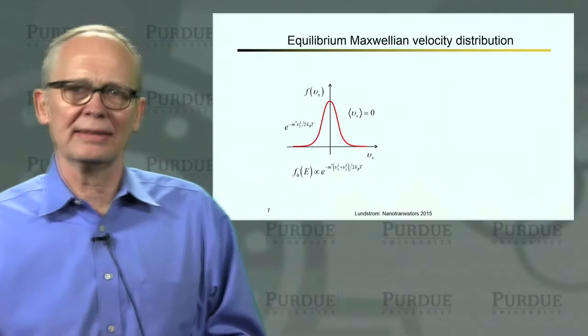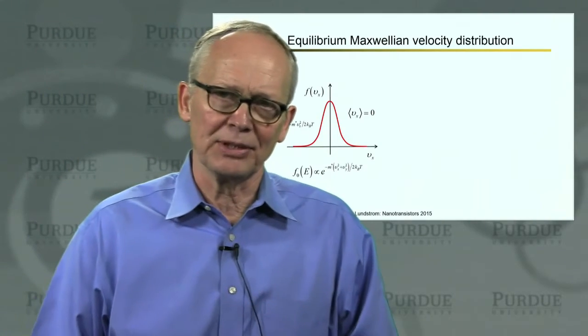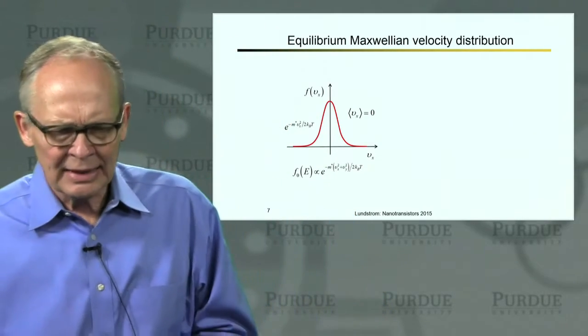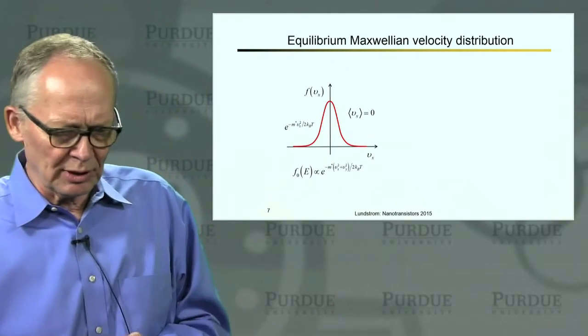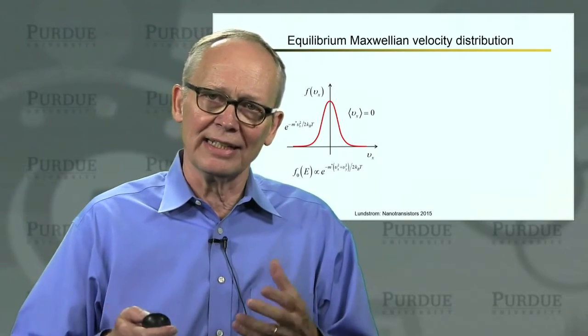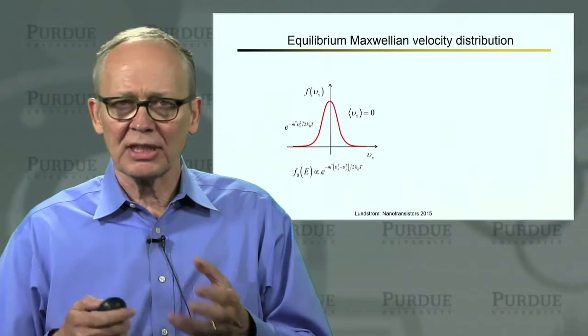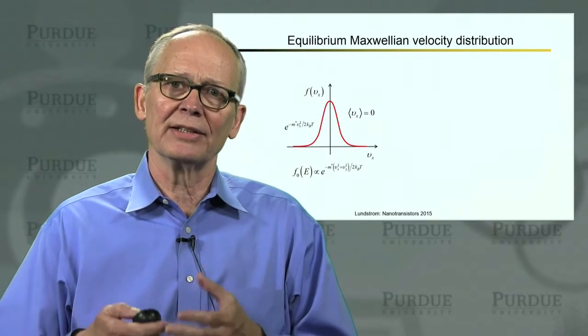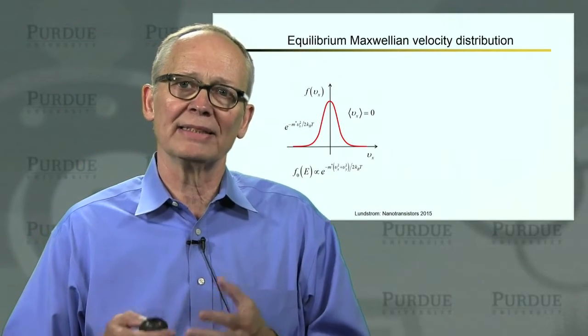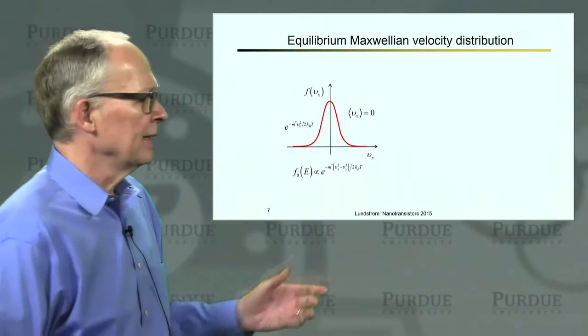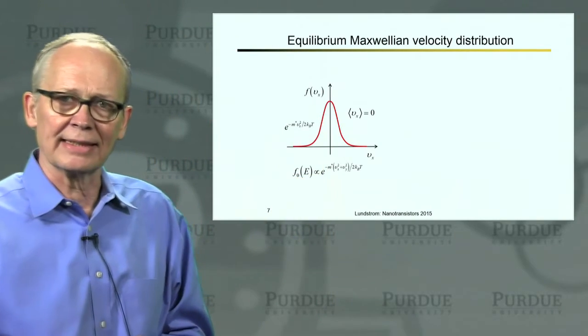Let's talk a little bit now about this velocity that appeared in the discussion. So in thermal equilibrium, if the electrons are non-degenerate, then they're bouncing around in random thermal motion and their distribution of velocities obeys a Maxwellian distribution. And if I plot it, it looks something like this.